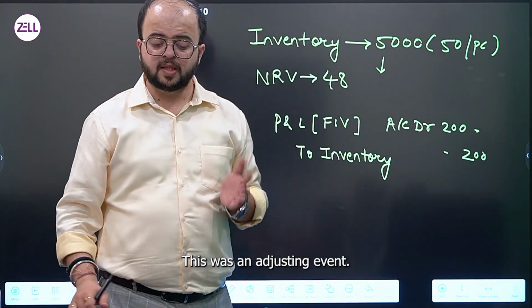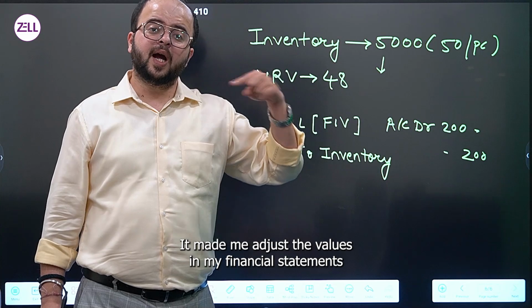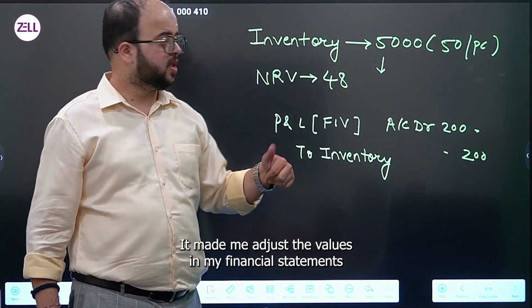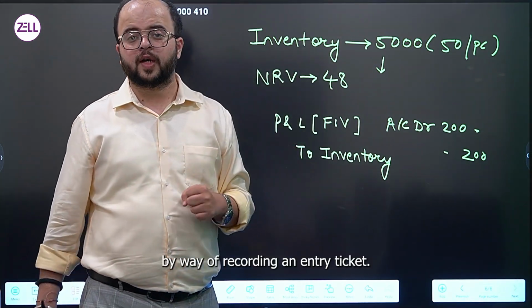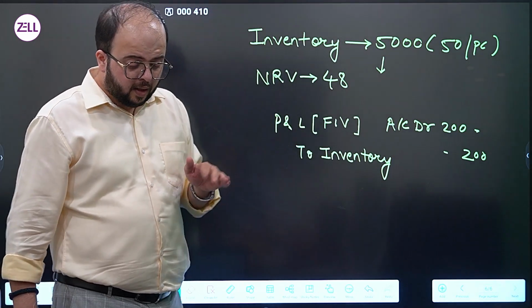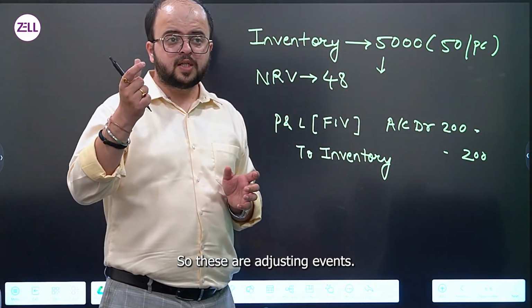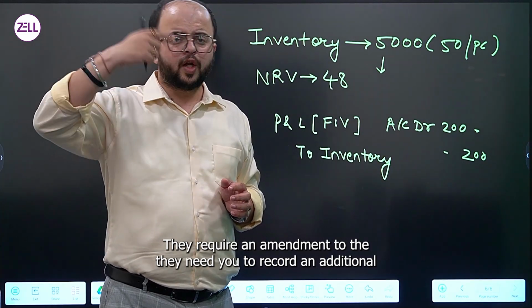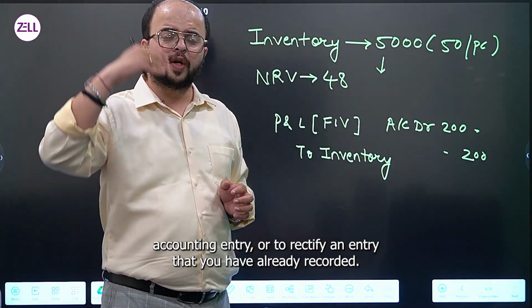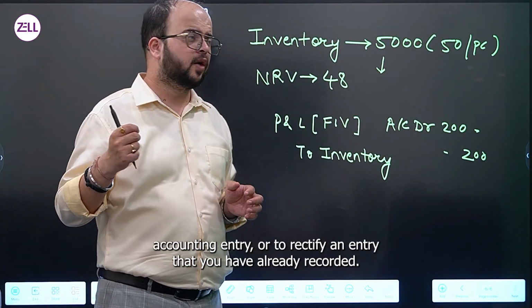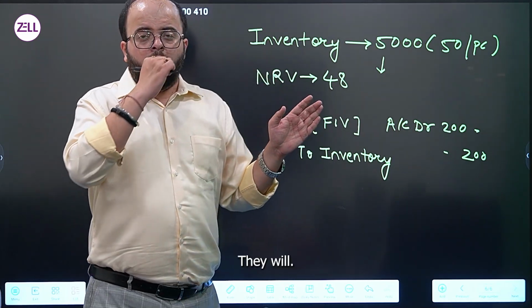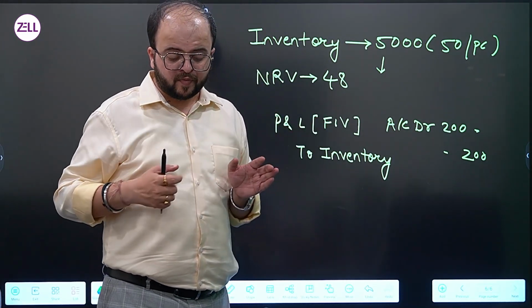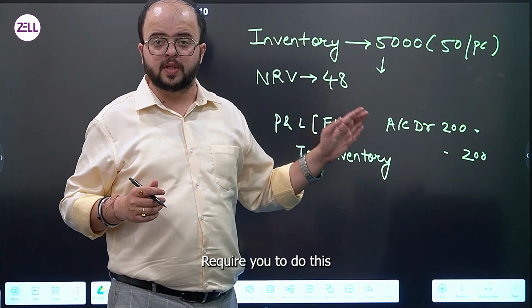This was an adjusting event. It made me adjust the values in my financial statements by way of recording an entry. So these are adjusting events. They need you to record an additional accounting entry or to rectify an entry that you have already recorded. They would require you to do this.